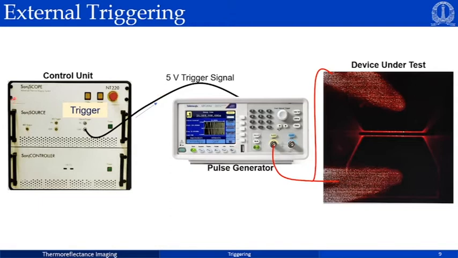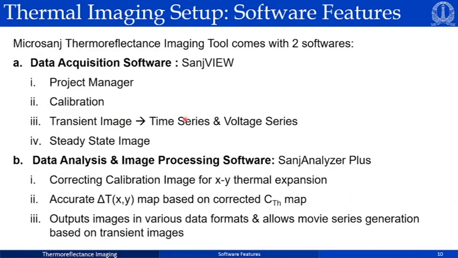To allow that, the thermo-reflectance control unit has an option called device trigger output. This provides 5 volt trigger pulses which can then be used to trigger the external pulse generators. This will ensure that the pulse generator applies a pulse only when the CCD is capturing your image. Okay.